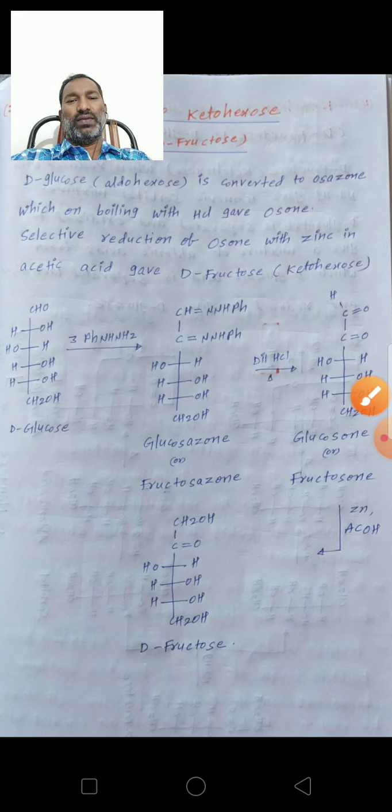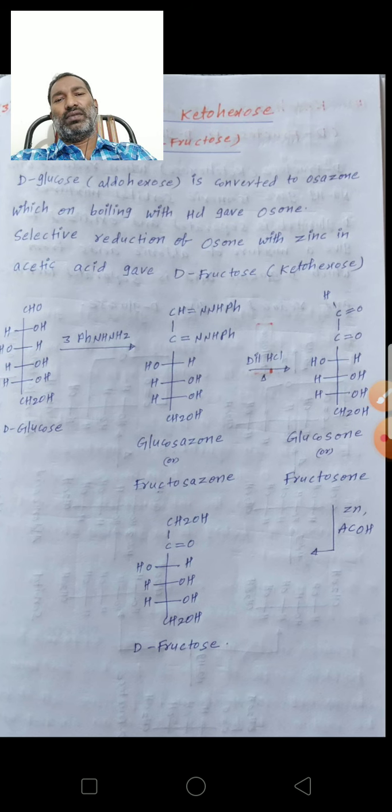So after forming glucosazone, hydrolysis in the presence of H plus takes place. So here and here hydrolysis takes place.